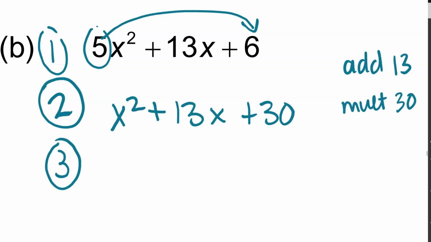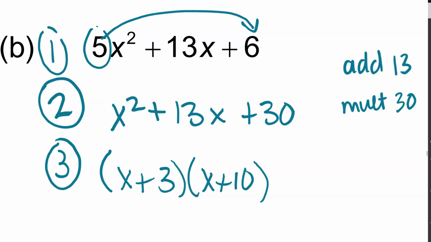Yeah. So think of the factors of 30, right? 5 and 6 multiply to 30, but they only add to 11. 3 and 10 would add to 13. 2 and 15 would add to 17. So you have to think of the factors and then add them. Okay, so I'm going to write this as x plus 3 and x plus 10. Okay, that was step 3, factor into binomials.